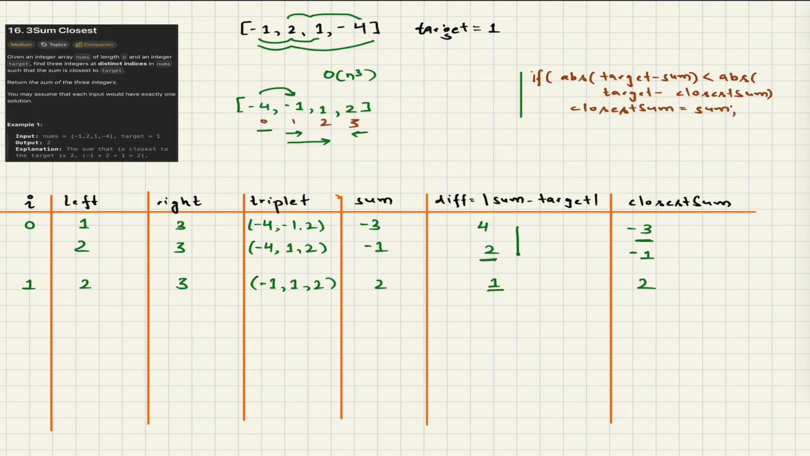And again, if I move left or right, they will be pointing to the same thing. It would not make sense. I cannot move i either, because again the left and right would be the same, which does not make sense. So the best answer for this is nothing but 2, and we will return 2 over here. That is our best answer. Let's code it so that we can understand it better.